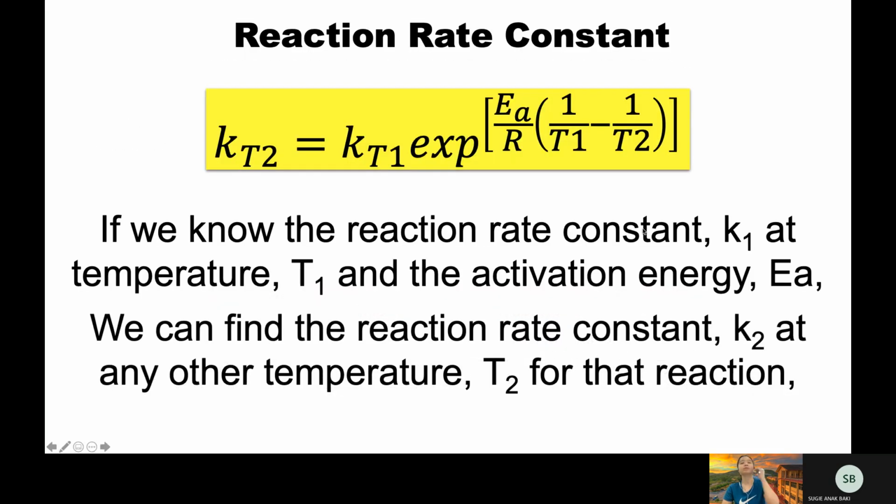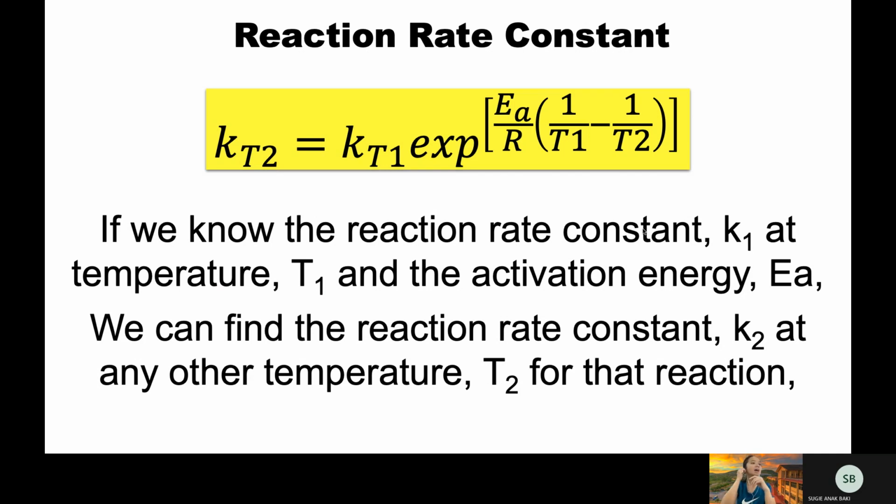Okay, right. So now next part. Okay, for this Arrhenius equation, actually we have the second version of the equation. Just now what you learned was the first version. This is the second version of the equation. So kenapa kita ada second version?